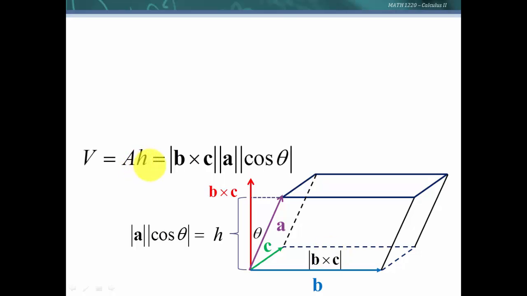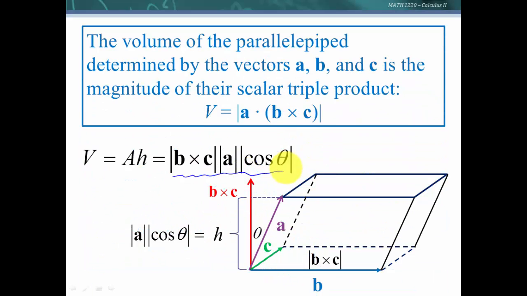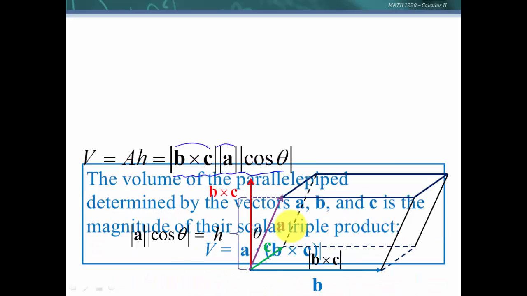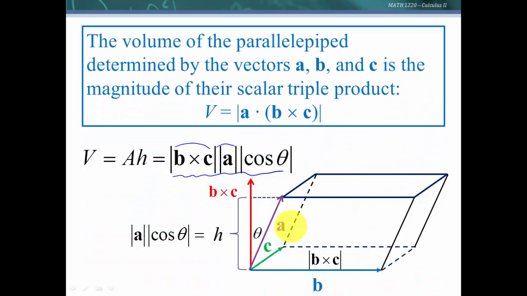So volume is area of base times height, so that's going to be the magnitude of b cross c times the magnitude of a cosine theta. But what is this? That is just simply the definition of the dot product between these two vectors. So we could express the volume of this parallelepiped determined by a, b, and c as the magnitude of their scalar triple product. So this is just a dotted with b cross c.